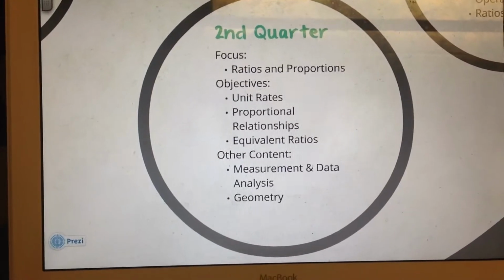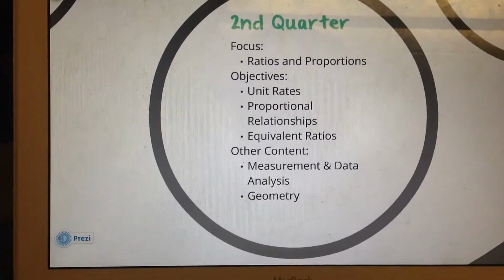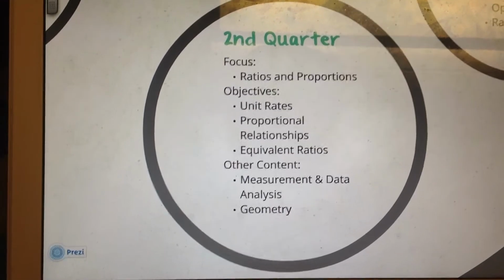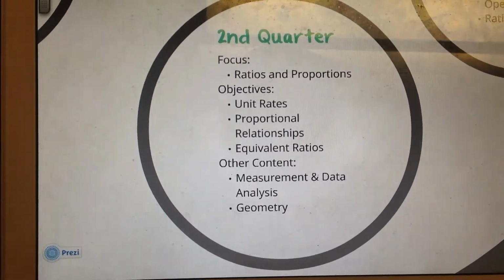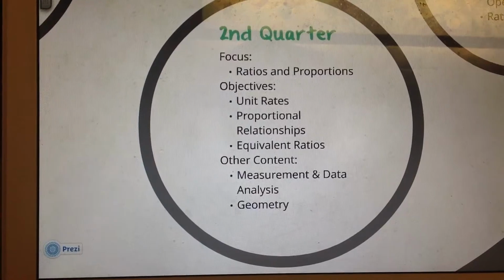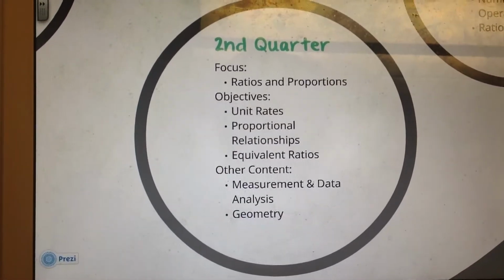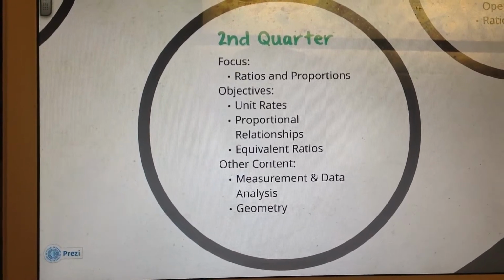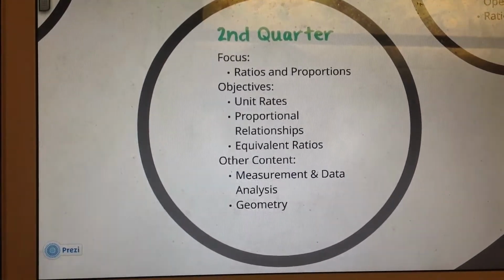In 7th grade, the second quarter focus is ratios and proportions. The objectives include computing unit rates, determining quantities in a proportional relationship, finding measurements using equivalent ratios, and creating proportional relationships between two quantities. The other standards addressed are measurement and data analysis and geometry.